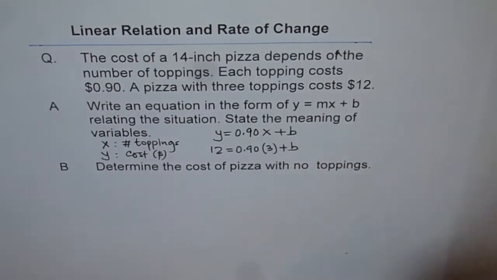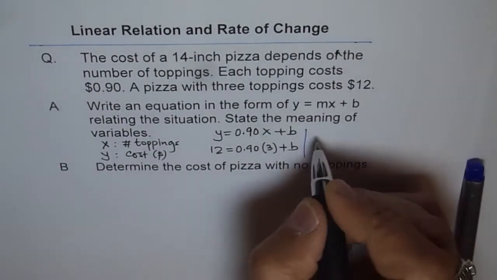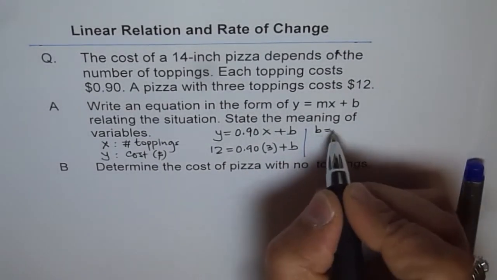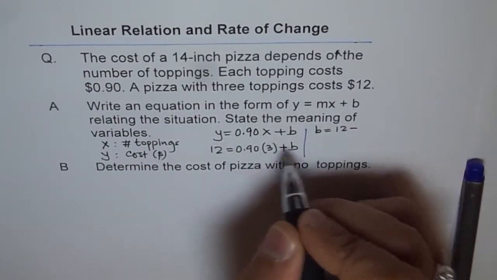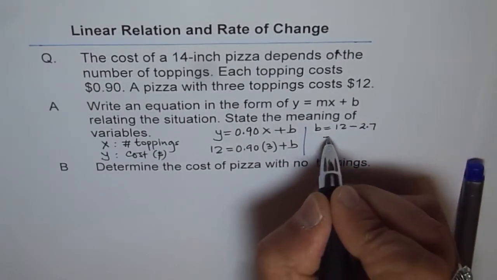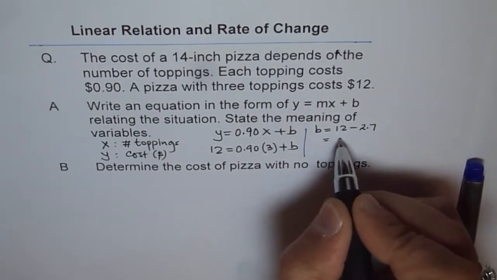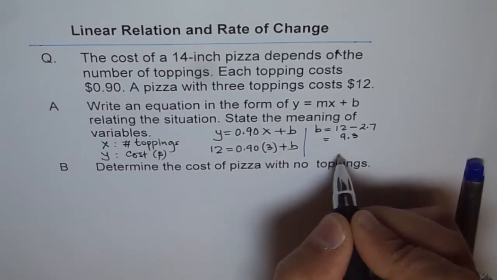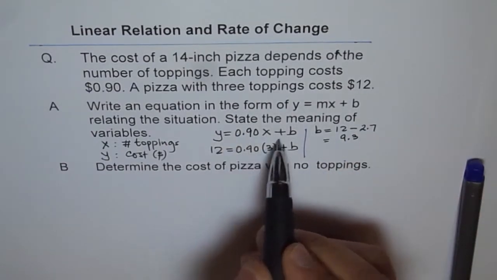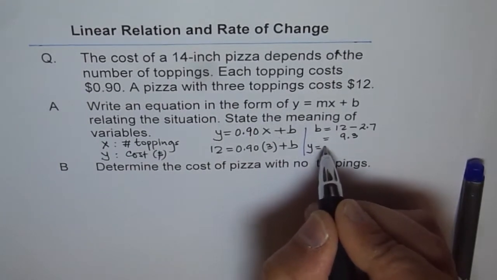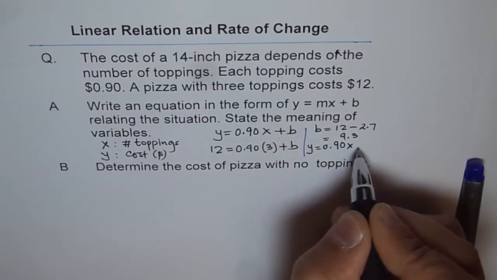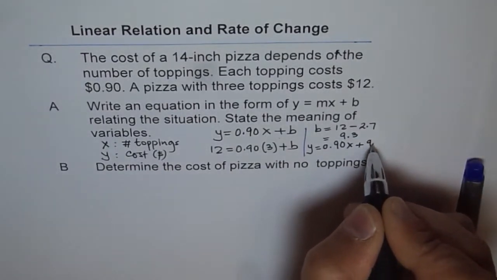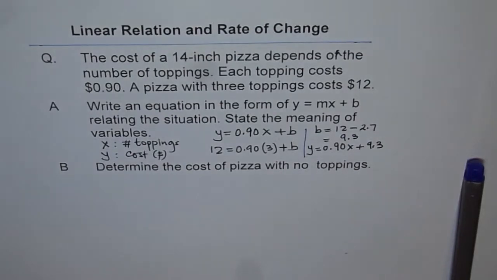So let's solve it here. So b equals, let's solve this equation, 12 minus 3 times 0.9, which is 2.7, right? So b is 12 minus 2.7, which will give us 9.3. And therefore, we can write our equation as y equals 0.9x plus 9.3. So that is our final equation.